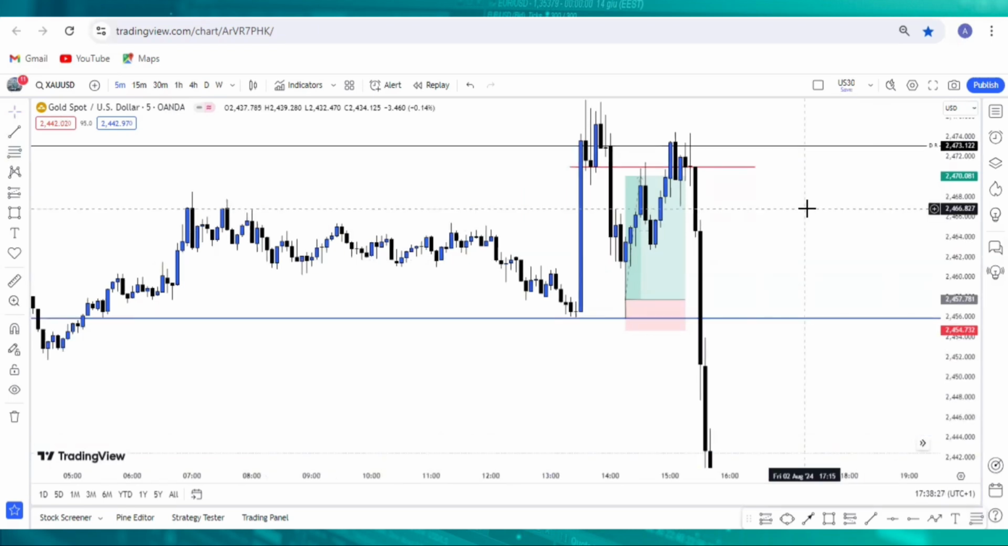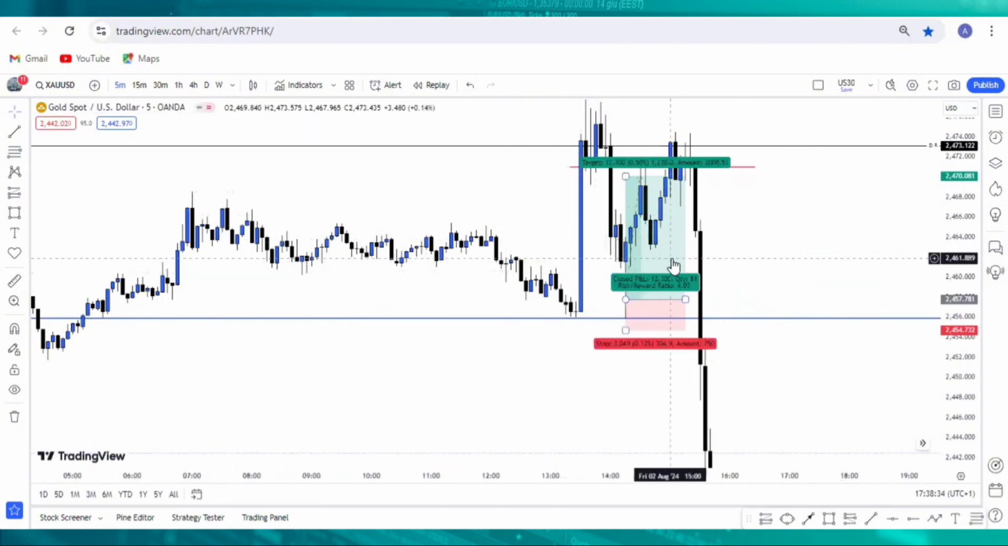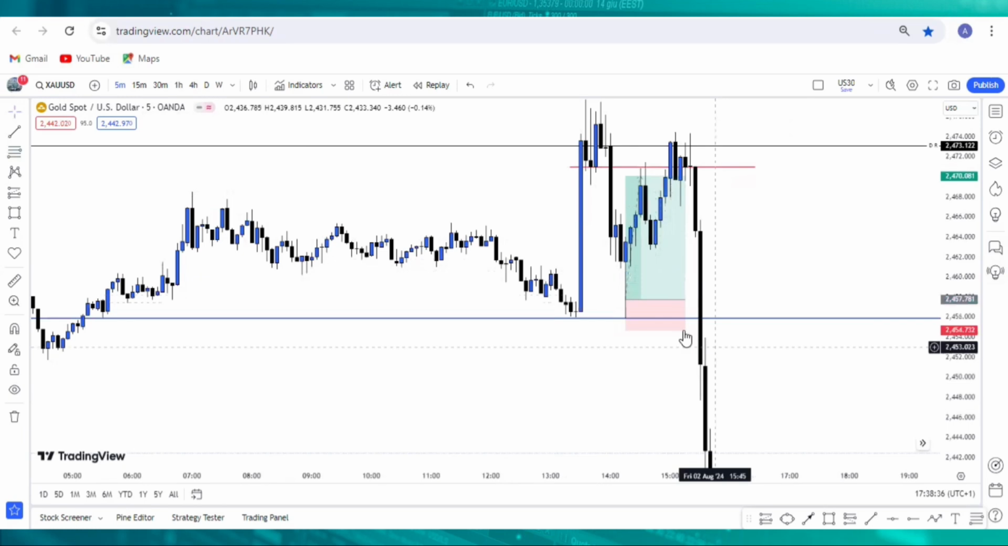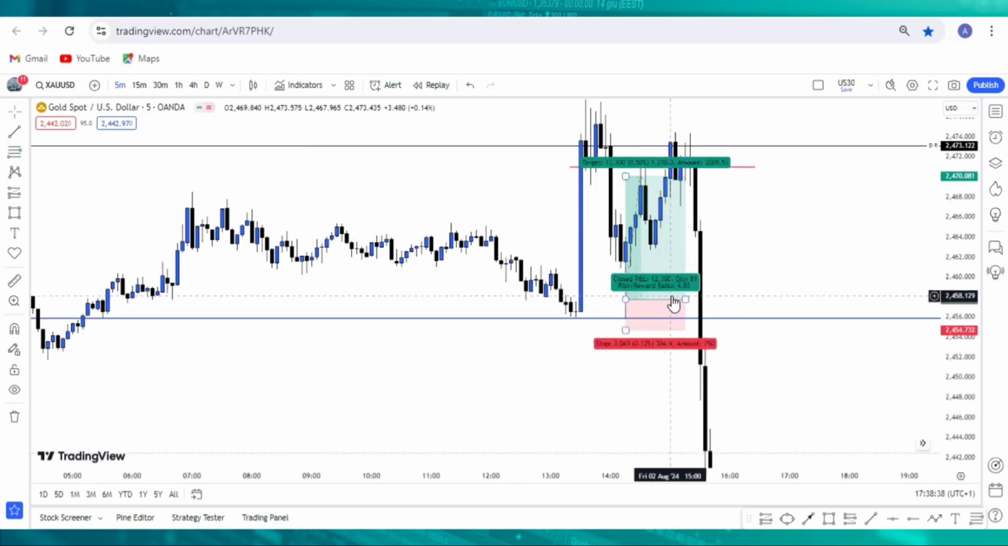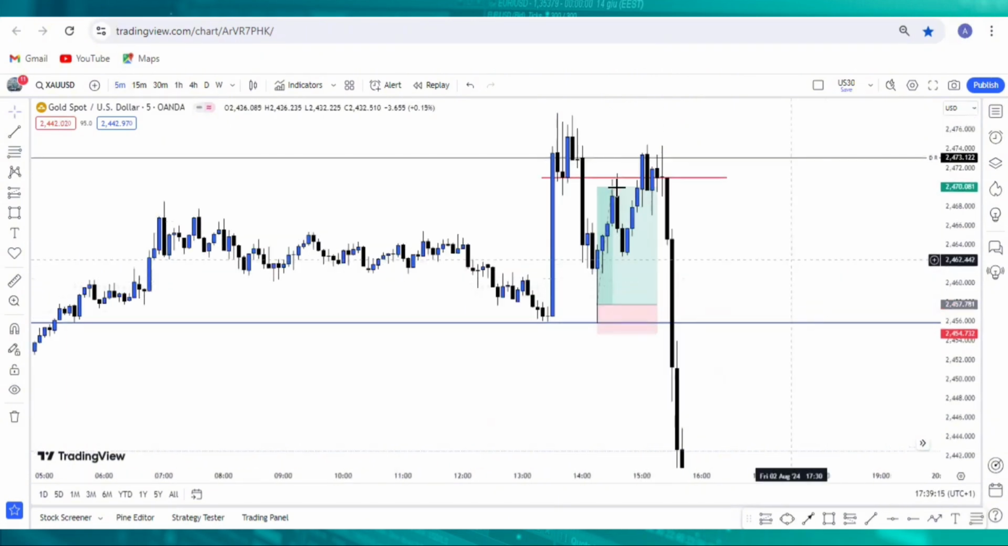Okay guys, this was a trade I took on Friday on gold. As you can see, this is a 5-minute time frame on gold, and this is around a 1 to 4 risk to reward ratio. I was risking $500 to make $2,000 on this trade. That was how I was able to make 1 to 4 risk to reward. Now let's go to the 1 hour time frame.